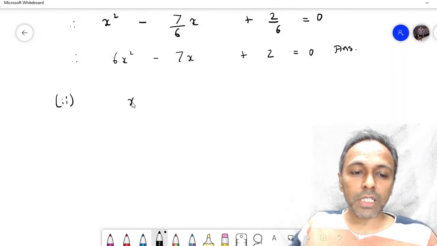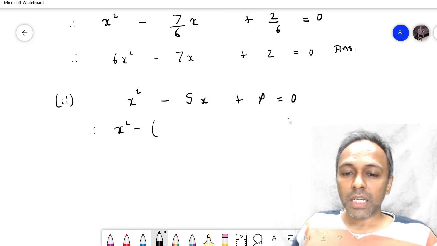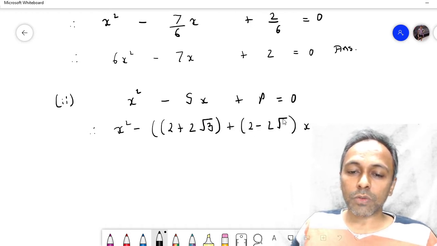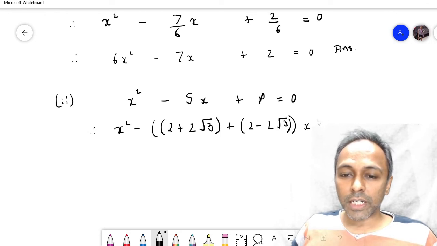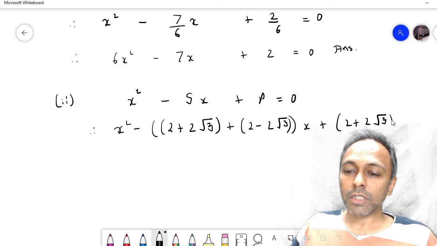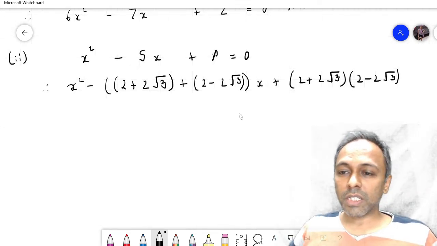So our quadratic equation is x square minus sx plus p is equal to 0. Therefore x square minus s, where s means sum of roots. So the first root was 2 plus 2 root 3 plus 2 minus 2 root 3 into x plus product, which will be 2 plus 2 root 3 into 2 minus 2 root 3, product is written, is equal to 0.